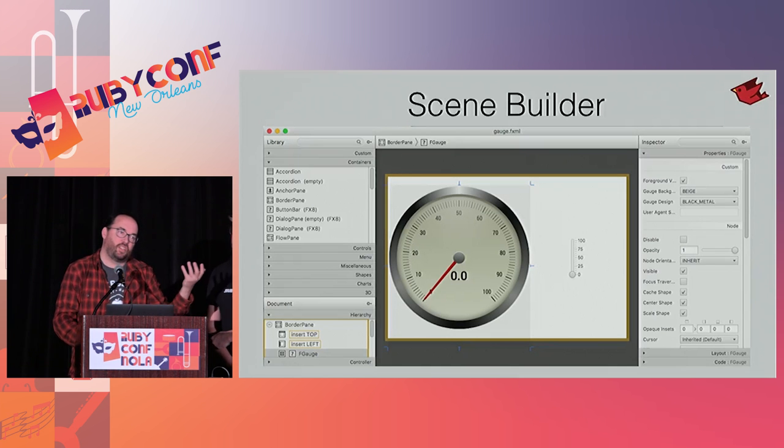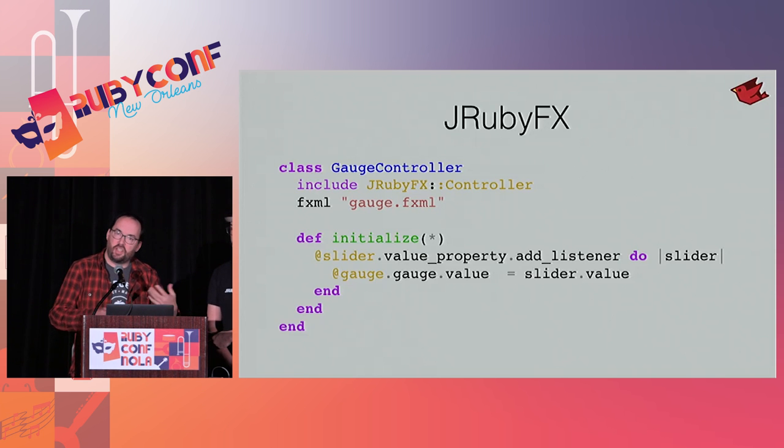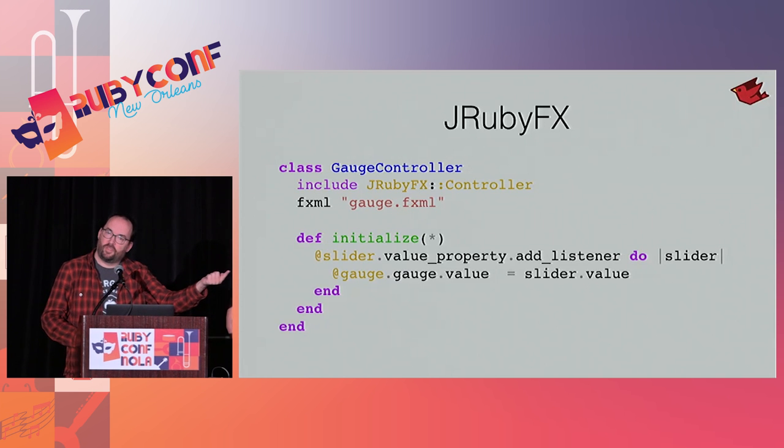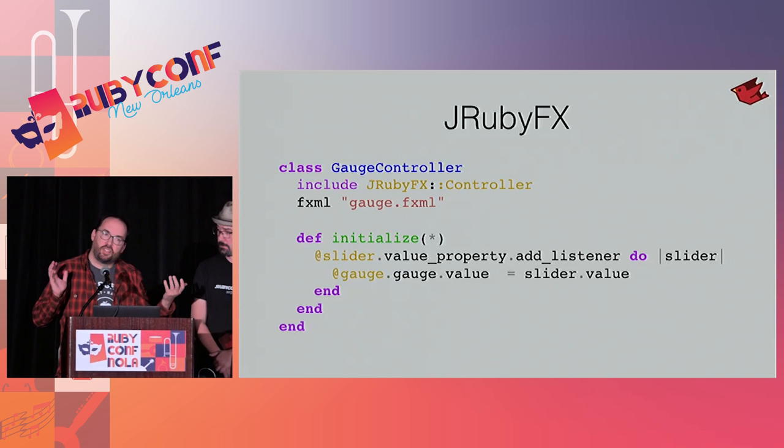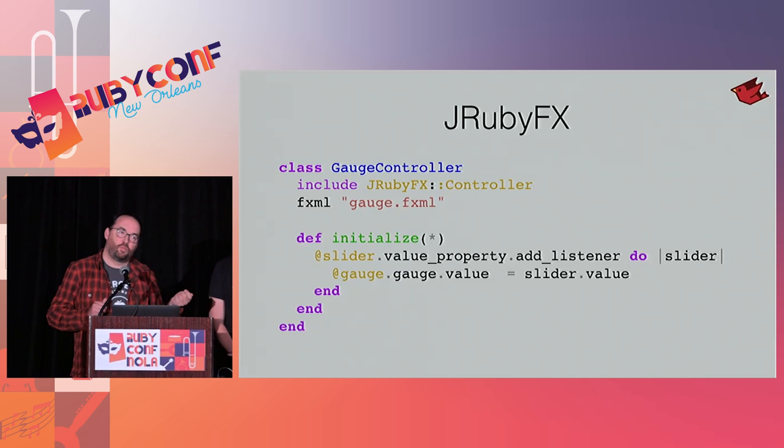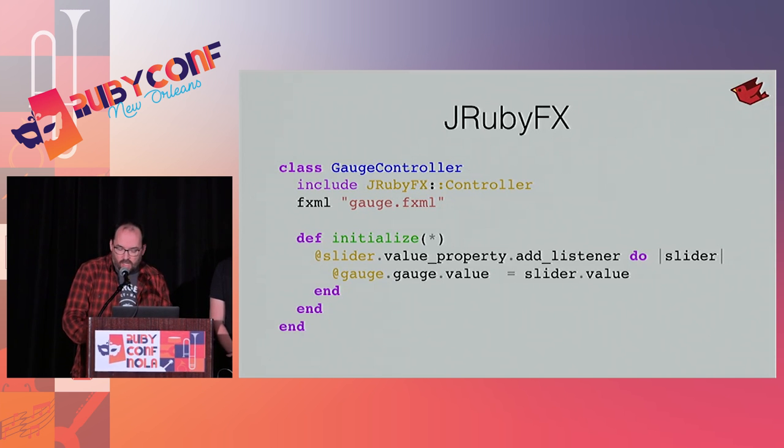But then when you save it, it generates some XML, but you don't have to look at it. Then you just go and write a little bit of Ruby code, you load that XML, and then we'll just look at a pretty tiny app. Slider, which was the name we gave to the slider. We add a listener. If anything changes on the slider, we just assign that same value to the gauge, and it just moves around. So it's pretty slick.